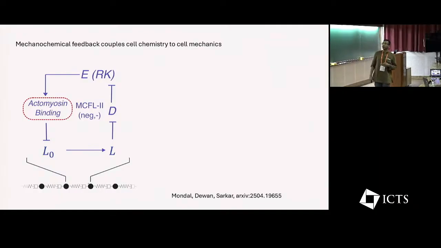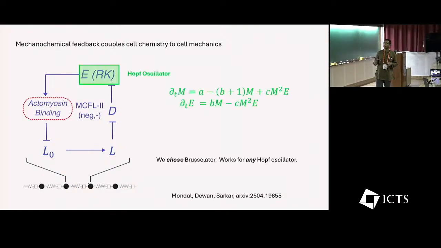So what is special about ERK is that even though its chemistry is quite complex, you can sort of boil it down to the fact that it's a Hopf oscillator. So you can actually represent it in terms of some Hopf oscillator. For example, we have done it using Brusselator here, which is one of the most well-known Hopf oscillators.